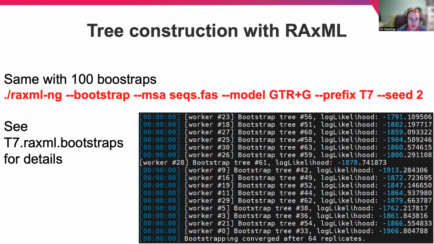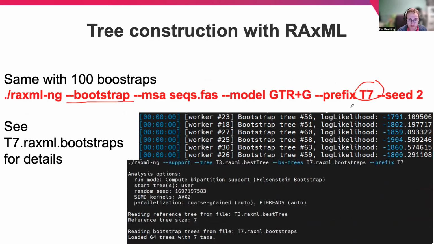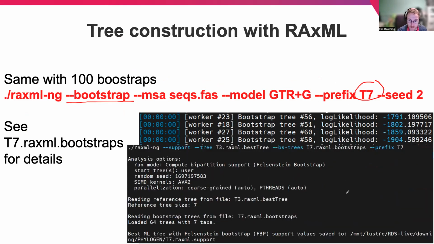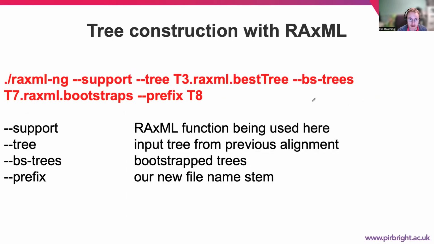We can then do the same task of RAxML tree construction, this time with bootstrap. So you see we're putting in the command bootstrap there, and that tests the consistency of the tree. We use a different prefix so we can record that. And we'll see this kind of output at the end. That's the actual command, so you can see all the different things. So we're talking about the support.